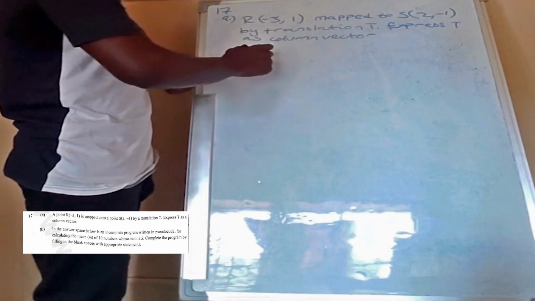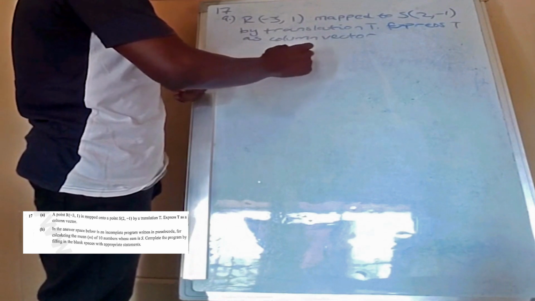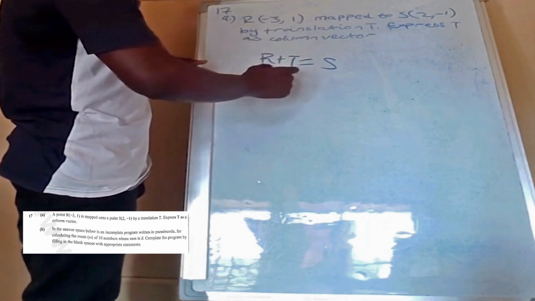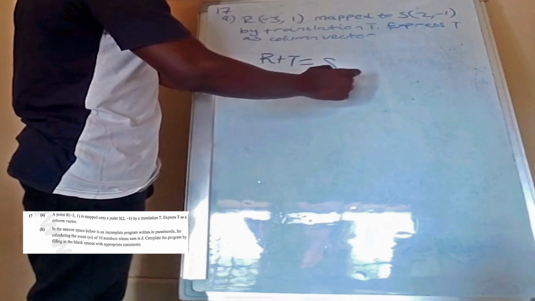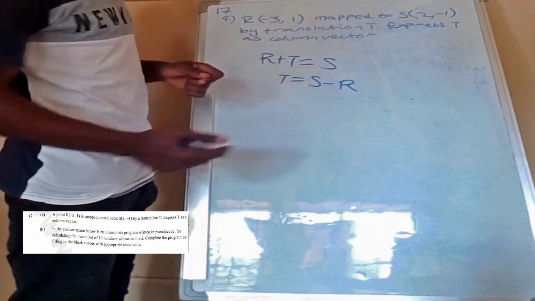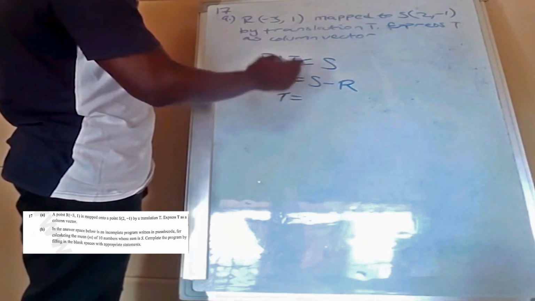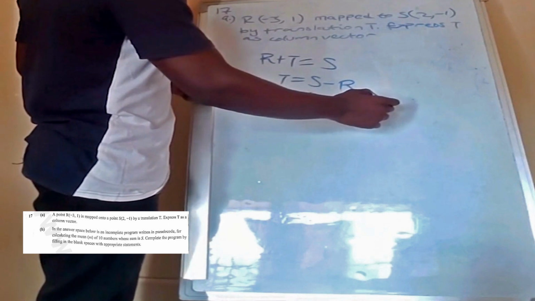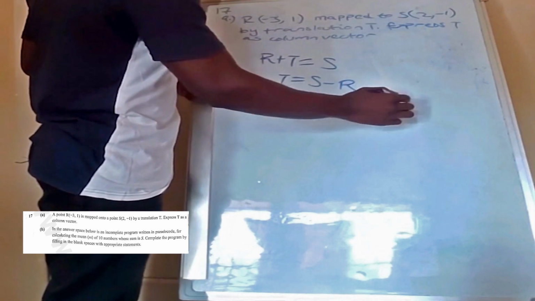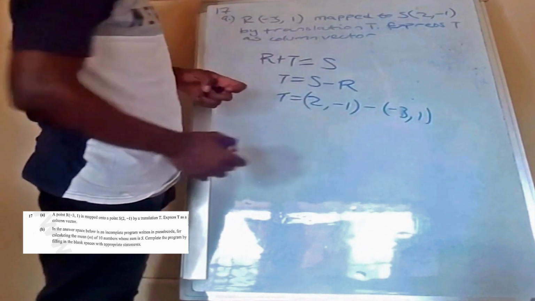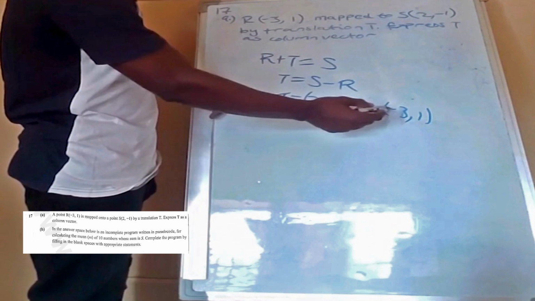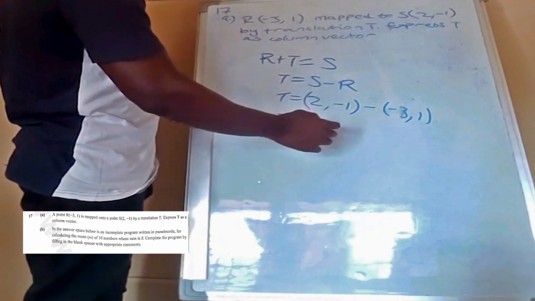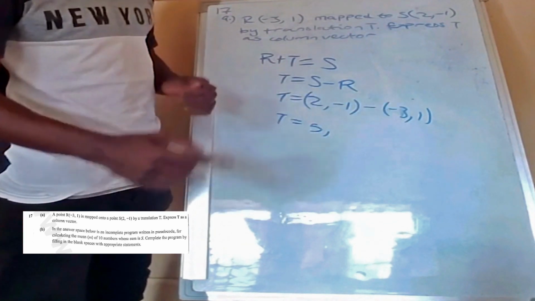So to find the translation vector, we're going to say r plus a translation vector t gave us s, right? Cool. So to find t, we're going to say t equals s minus r. As simple as that. So t equals, what is our s? 2, negative 1 minus our r, which is negative 3, 1. So 2 minus negative 3 is simply 2 plus 3, which gives us 5, and negative 1 minus 1 will give us negative 2.